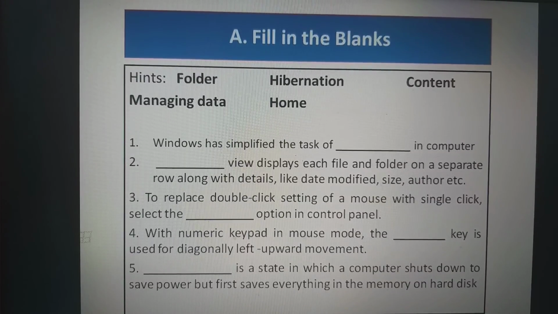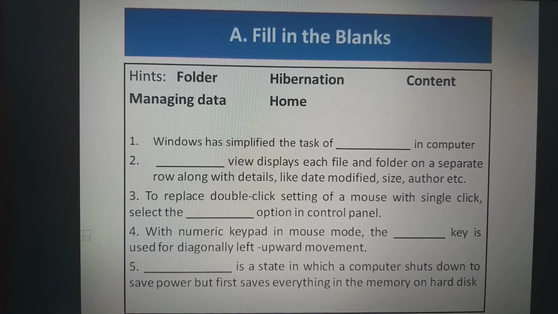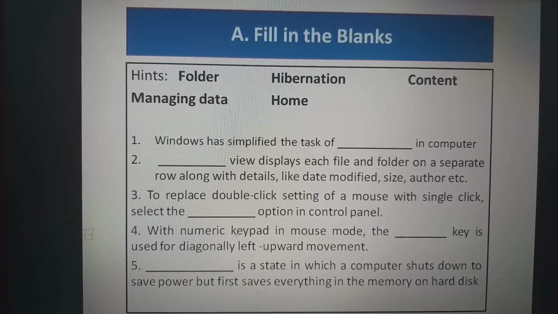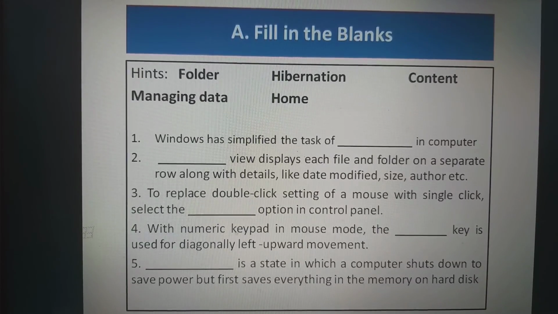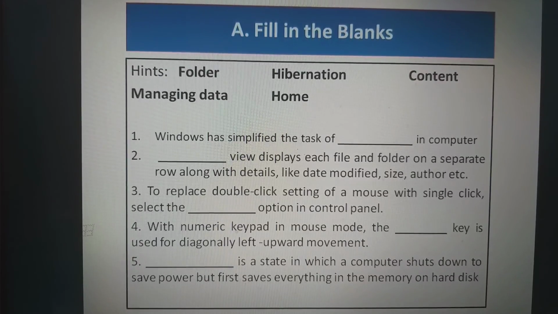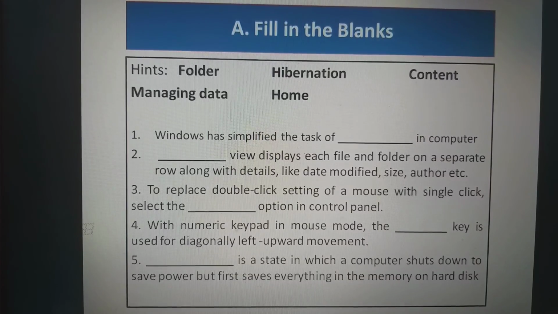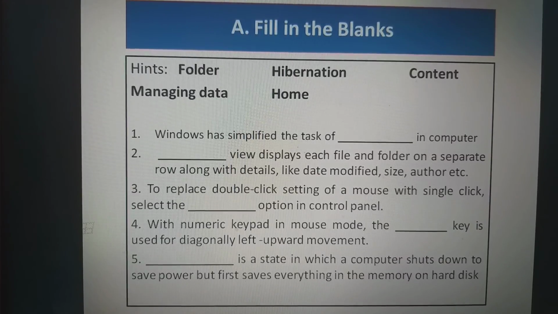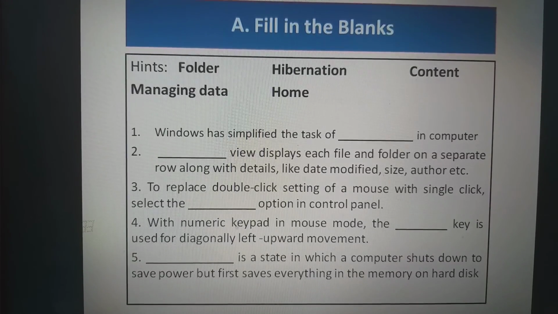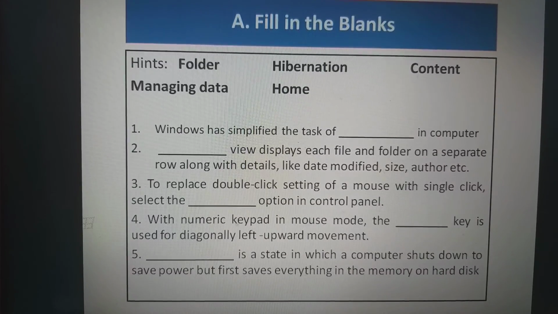Now see number 4. With numeric keypad in mouse mode, the dash key is used for diagonally left upward movement. So the answer will be home key. Okay. Home key is used for diagonally left upward movement. Now see number 5. Dash is a state in which a computer shuts down to save power but first saves everything in the memory on hard disk. So here the answer will be hibernation mode, because hibernation mode saves everything in the memory on the hard disk before shutting down the computer.